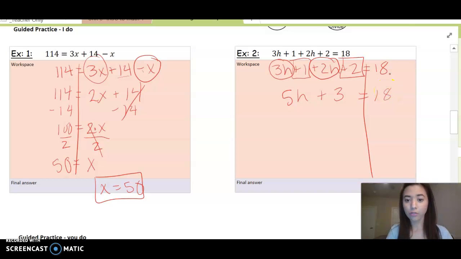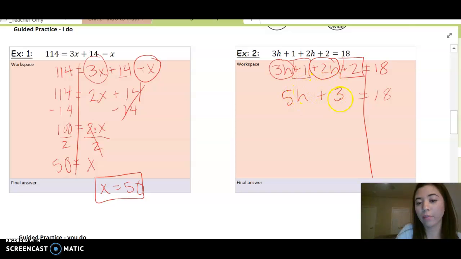And now we can solve for a variable. Again, if this is me, I'm going to get rid of the thing furthest from me first, so the plus 3. Or again, you get rid of addition and subtraction before multiplication. I get rid of a plus 3 by subtracting 3 from both sides. I have 5h equals 18 minus 3 is 15.